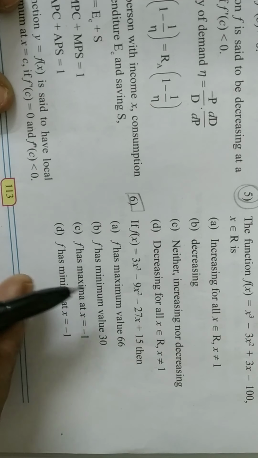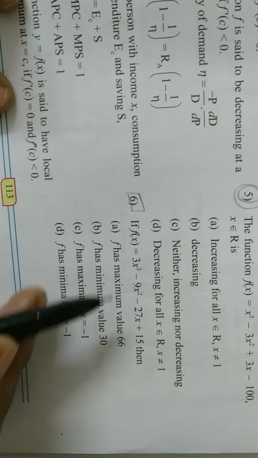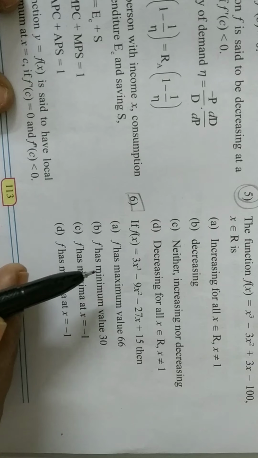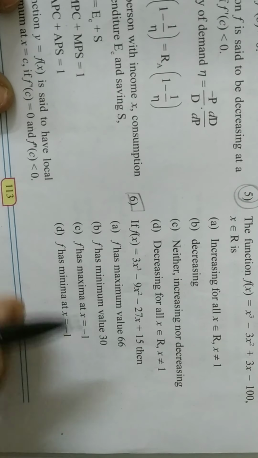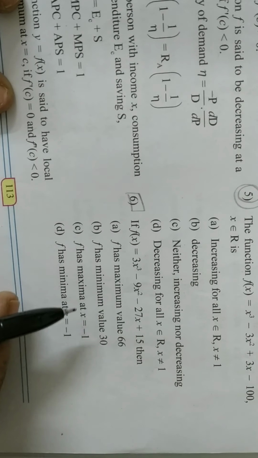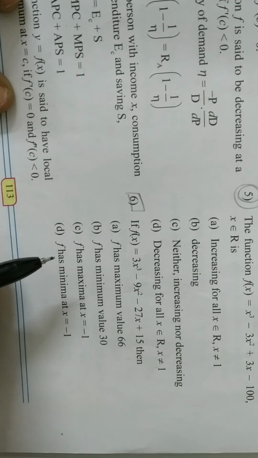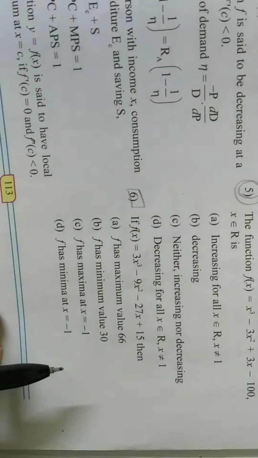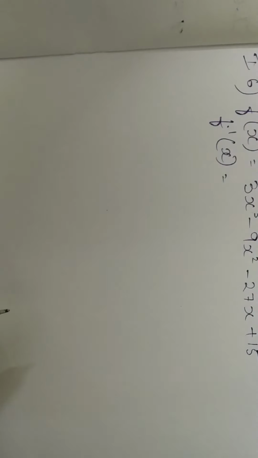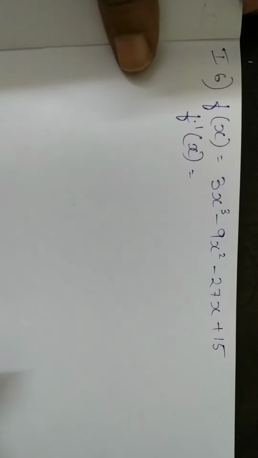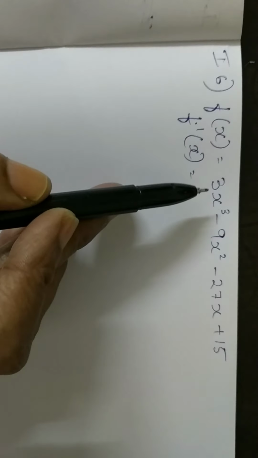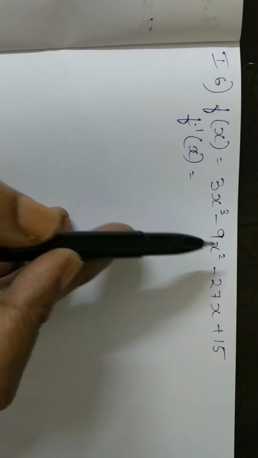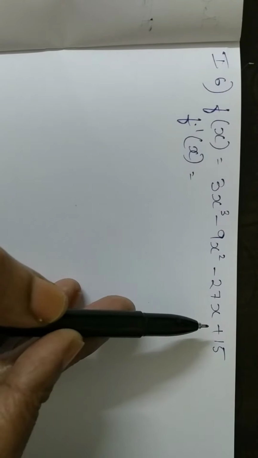given here. That is, f has maximum value 66, f has minimum value 30, f has maxima at x equal to minus 1, or f has a minima at x equal to minus 1. Let us see how to do this sum. Now over here our f(x) is 3x cube minus 9x square minus 27x plus 15.